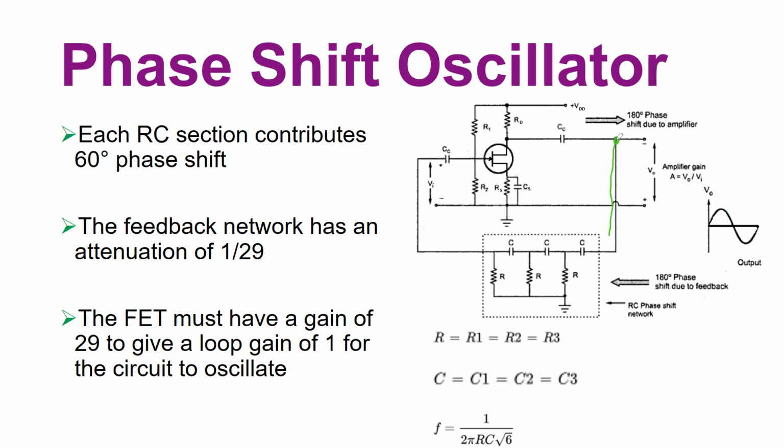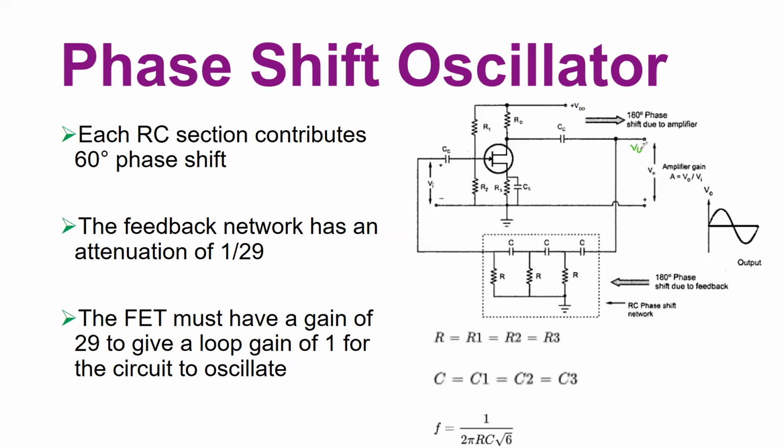Now what you do? Take the output and feed it to the feedback network. So here is your feedback network, again a combination of R and C, and that's why we are calling it a phase shift oscillator: we have got the 180-degree phase shift here from the amplifier, and we want the phase to be shifted another 180 degrees, which is done by this RC network. That's why we call it a phase shift oscillator. So 180-degree phase shift due to the feedback, the RC phase shift network, and the output of the feedback network becomes the input here.